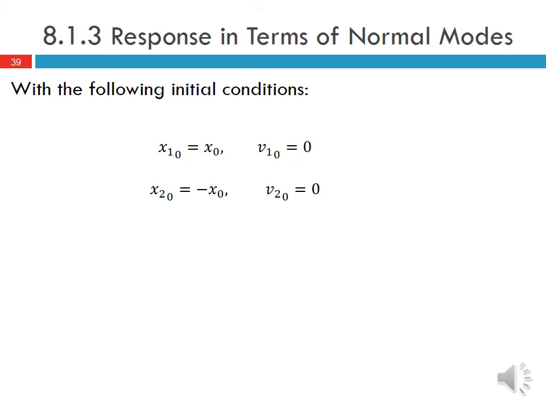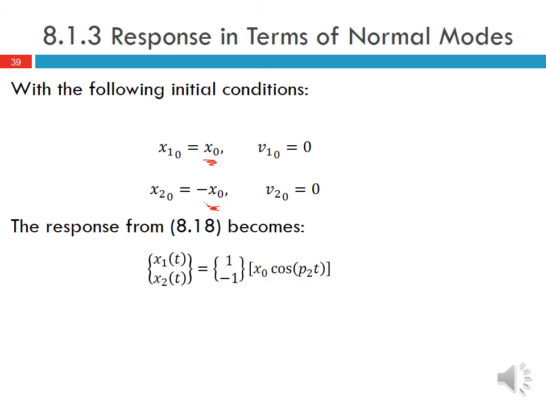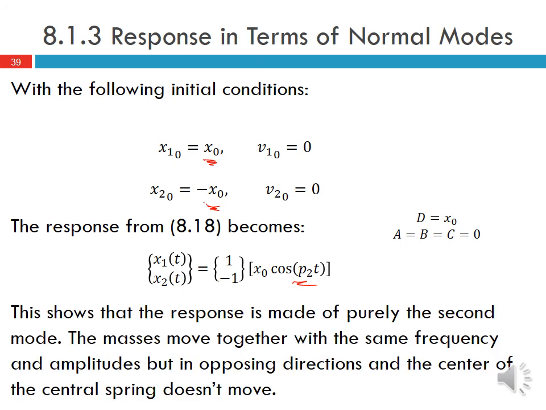With these initial conditions, now x1 moves a distance x0, x2 moves a distance x0 but in the opposite direction, and again we start from rest. The response becomes only in the second mode, because D is equal to x0 now, and A, B, and C are all equal to 0. So this shows that the response is made of purely the second mode. The masses move together with the same frequency and amplitudes, but in opposing directions, and so the central spring doesn't move.